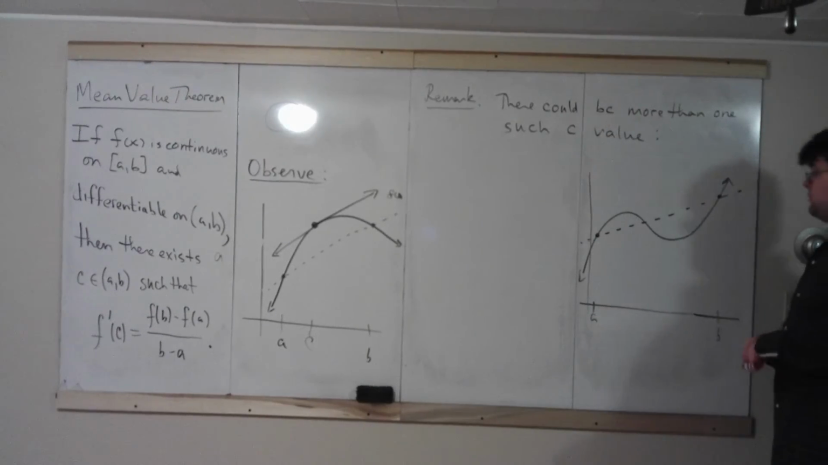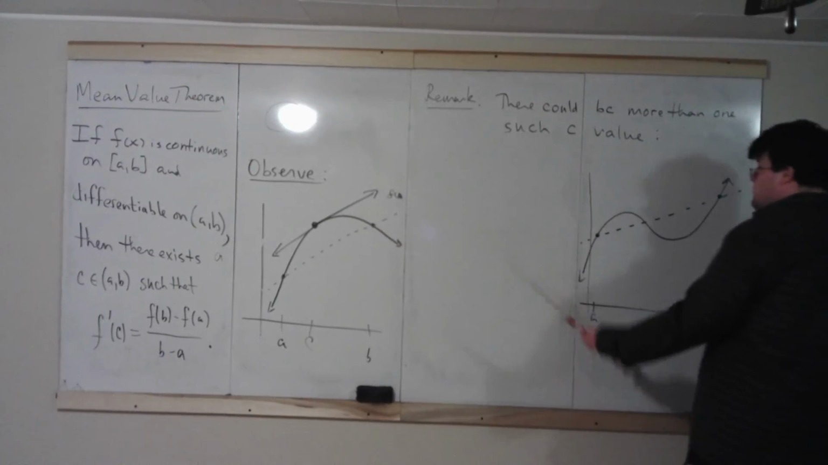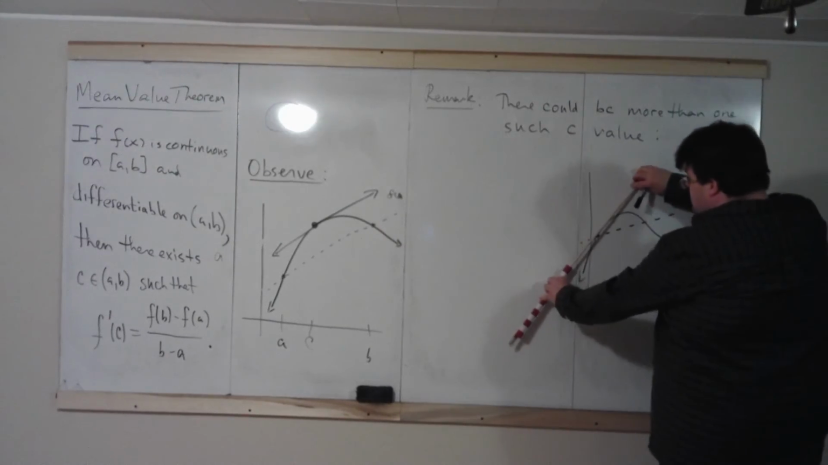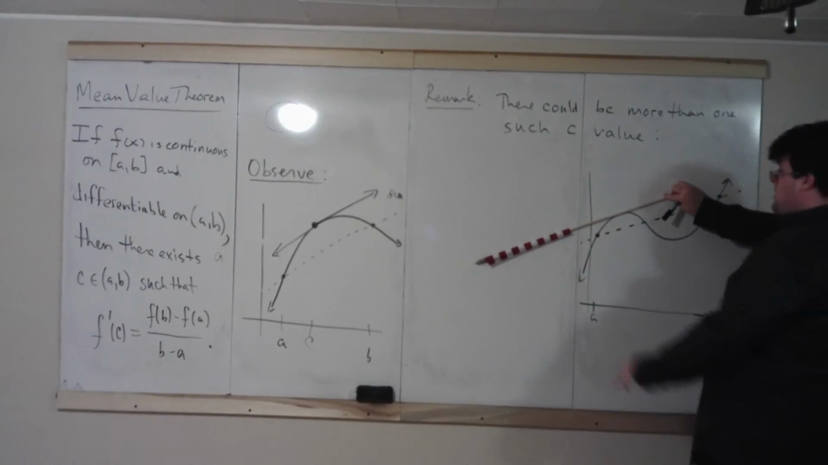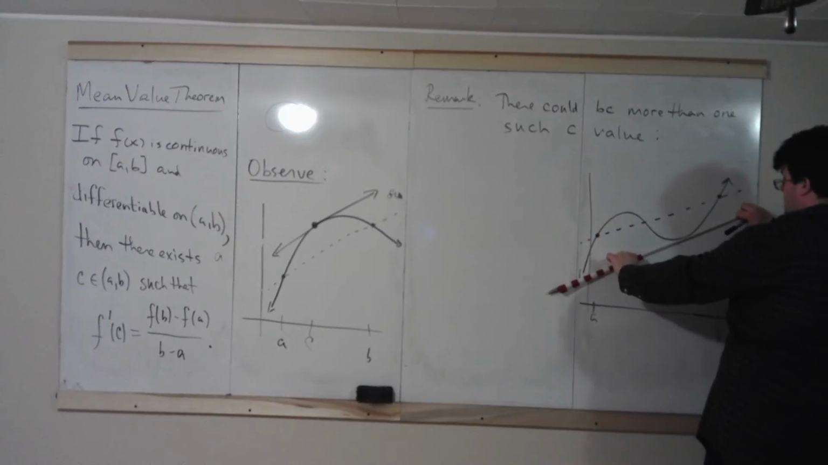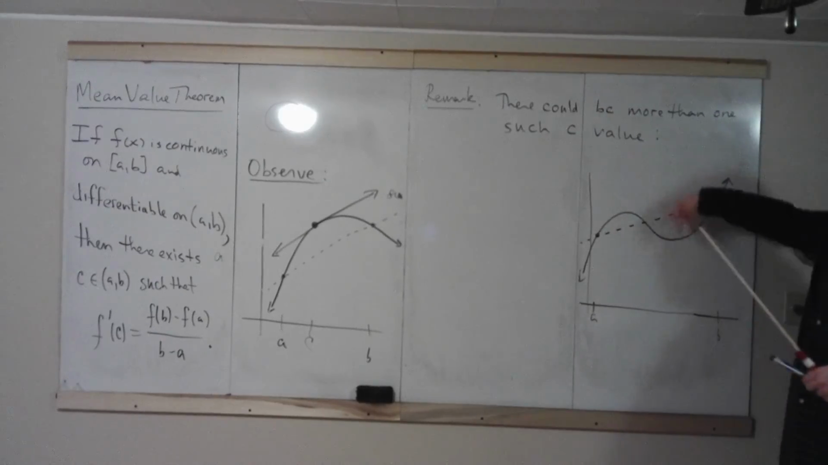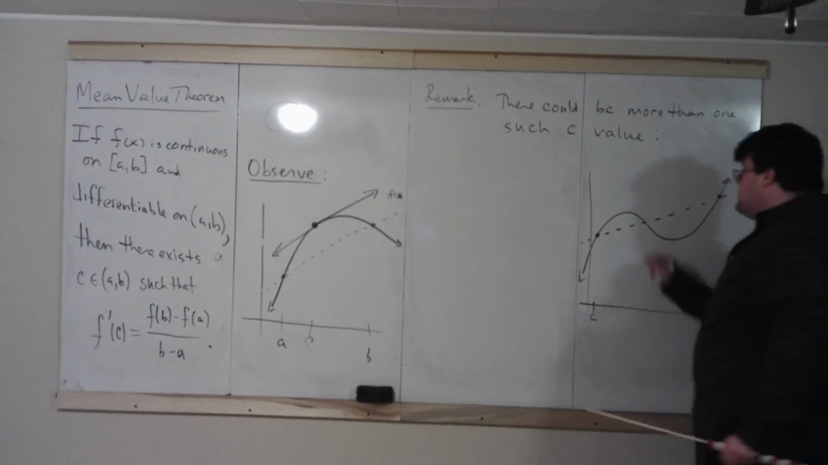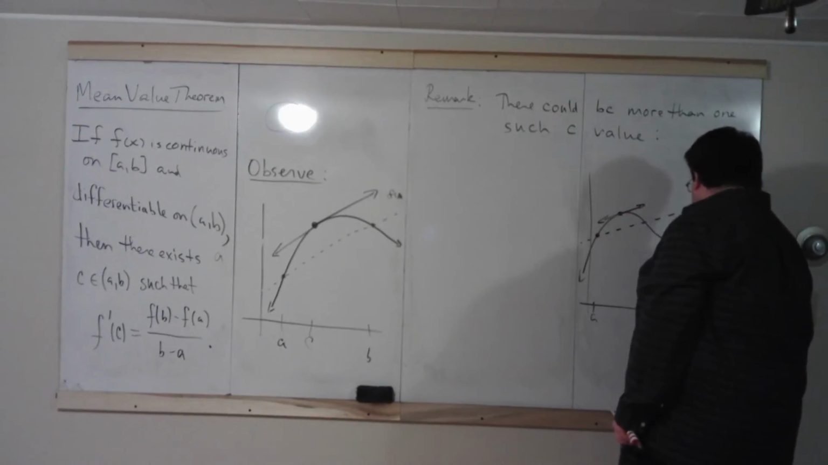Well, we need a tangent line parallel so that we can reach the conclusion. How many C values are there? Well, look, there's one right there. Keep going. There's another. So in this case, there are two, and you can see, of course, if we just put lots of waves in there, you could have also more than two, of course.